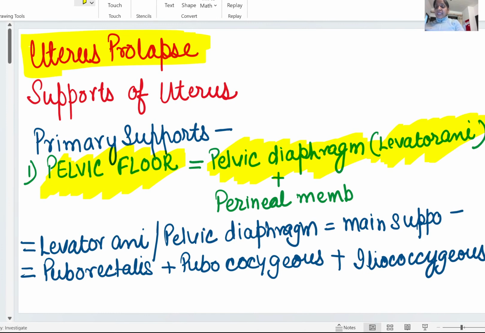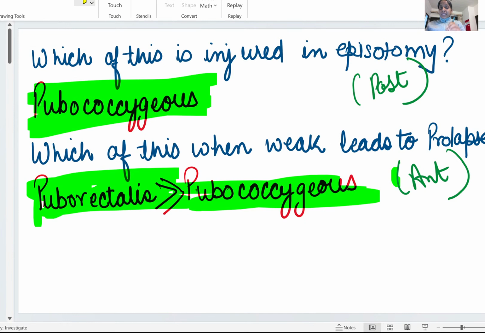Now, out of these three muscles, which muscle is injured in episiotomy? The muscle which is injured is pubococcygeus. Because what are we doing in the episiotomy? We are making a cut from the posterior wall of the vagina towards the anus.